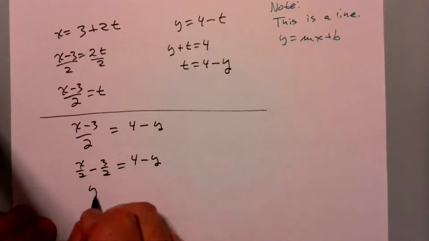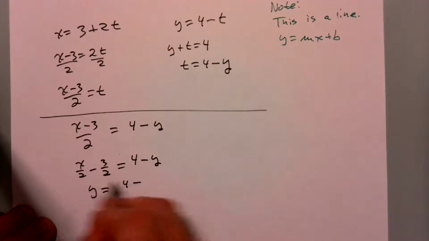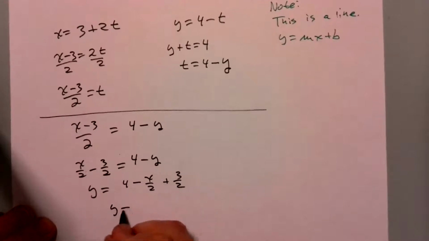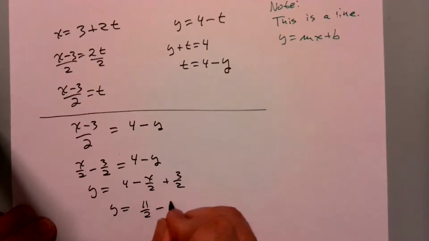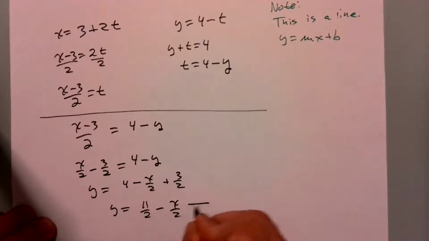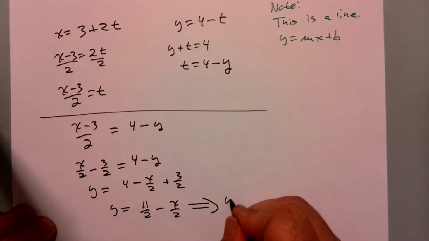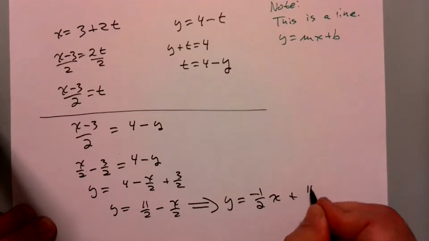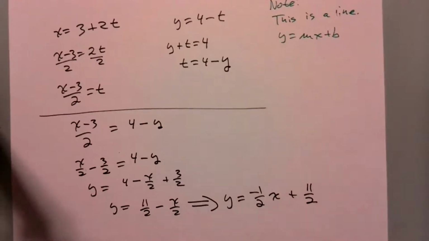Let's bring the y over to that side. y = 4 − x/2 + 3/2. What's 4 plus 3/2? 8 and 3, 11/2. Minus x/2. So it's almost in y = mx + b form. How about y = −1/2 x + 11/2? That should be good, and that's what I have in my notes, so I believe that is correct.